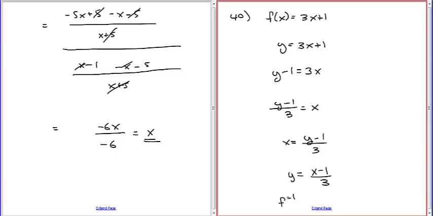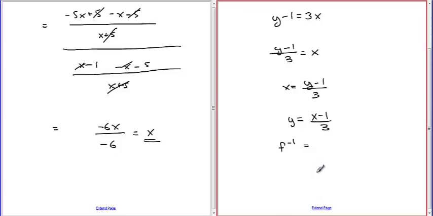or f to the minus 1 of x, is equal to, put y in there, so we get y minus 1 over 3. So this is actually not right. It's just as it is, because it has to be a function of x, not a function of y. So then what we do is we say the inverse function of the original function is x minus 1 over 3.